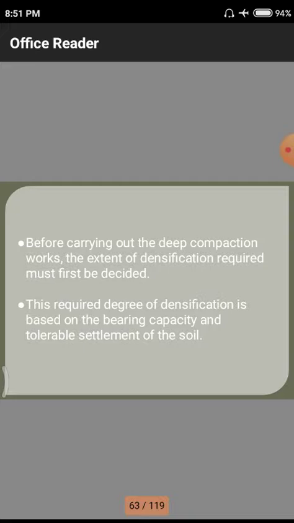Next thing is the required degree of densification is based on the bearing capacity and tolerable settlement of the soil. That means bearing capacity. For designing any structure, we need to know the particular soil bearing capacity by using the CBR test, that means the California bearing ratio test. We normally use this in our GTE 1, geotechnical engineering one. By using this CBR test, we find the soil bearing capacity value, so that we have some data for how much densification is needed.